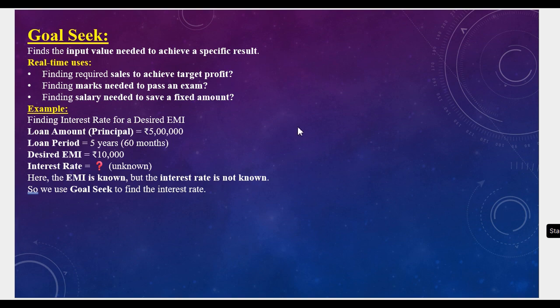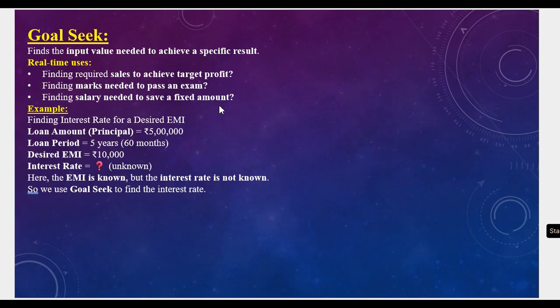GoalSeek is commonly used when the formula is known, but the input is unknown. In finance, it is used to find the required sales to achieve target profits. It helps in calculating the interest rate needed for fixed EMI amounts. Students use GoalSeek to find the marks needed to pass or get a certain grade.